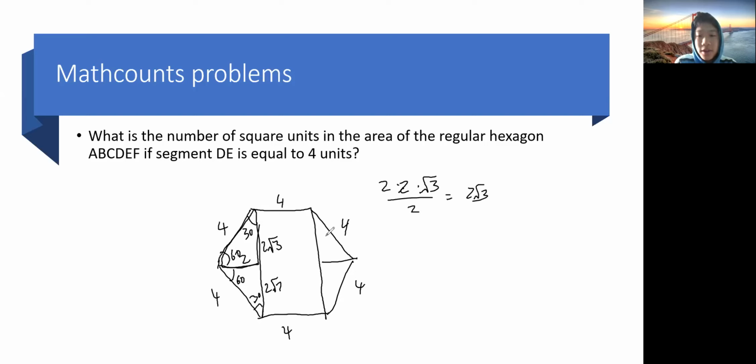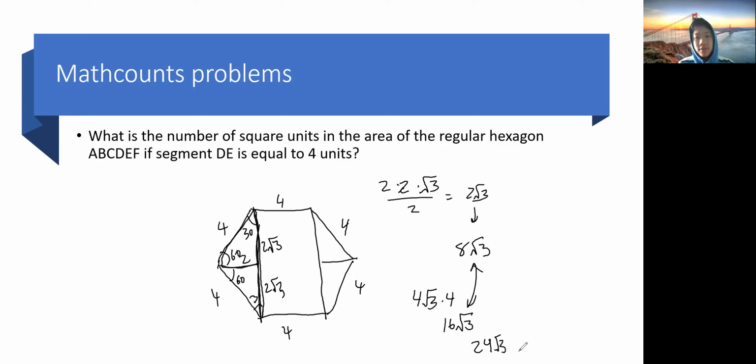We have four of them. So this goes to 8 root 3. Now I got to add the area of the rectangle. Well, we know the height of this rectangle is just 2 root 3 plus 2 root 3, 4 root 3, times 4, 16 root 3. So we have to add these two, we get 24 root 3.